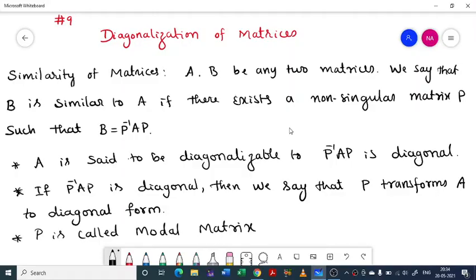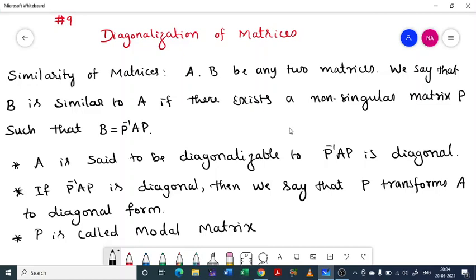I welcome you all back to the discussion of matrices, class number 9. In this class, we are going to discuss diagonalization of matrices. In the last class we started with eigenvalues and eigenvectors, and we discussed I think 4 problems on them. As an extension to that concept, we are going to discuss now diagonalization of matrices.